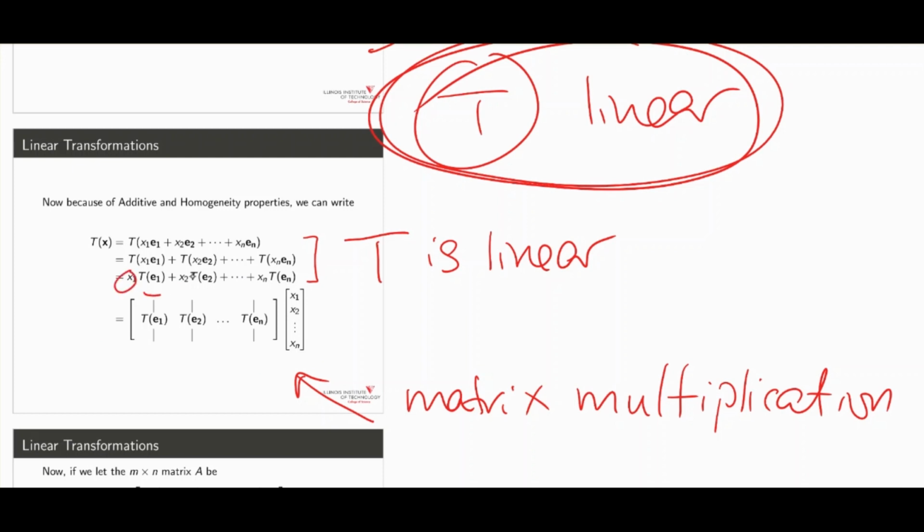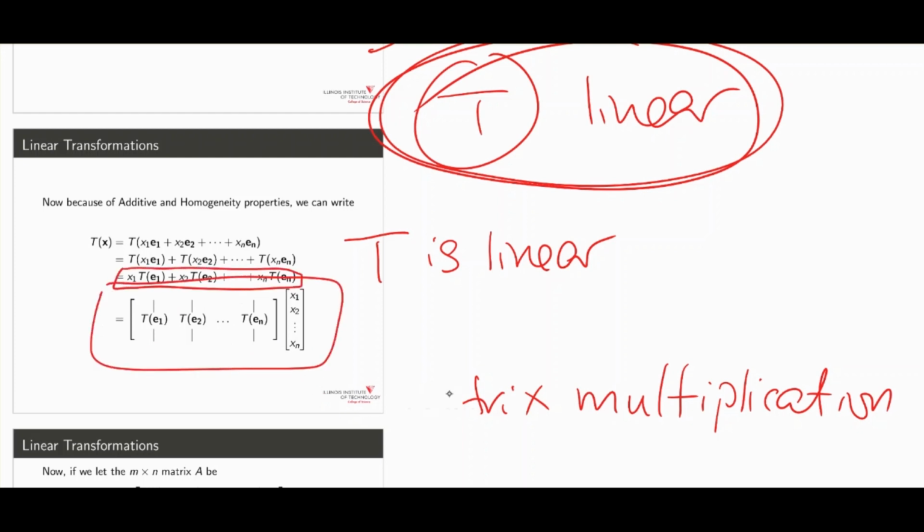So x1 of this, x2 of this, all the way to xn of this, you can write as x1 times this column, x2 times this column, all the way to xn times this column. Let me say that one more time: this one right here can be written like this.